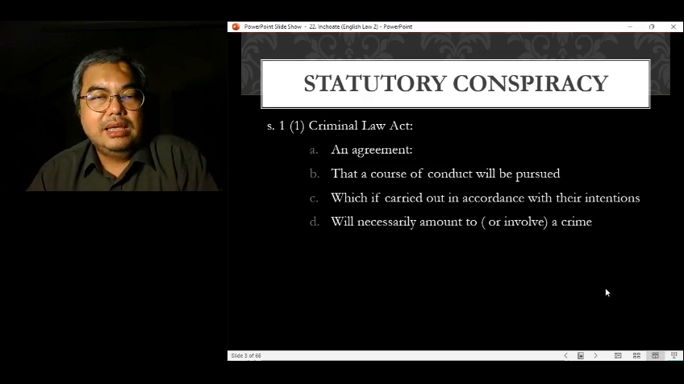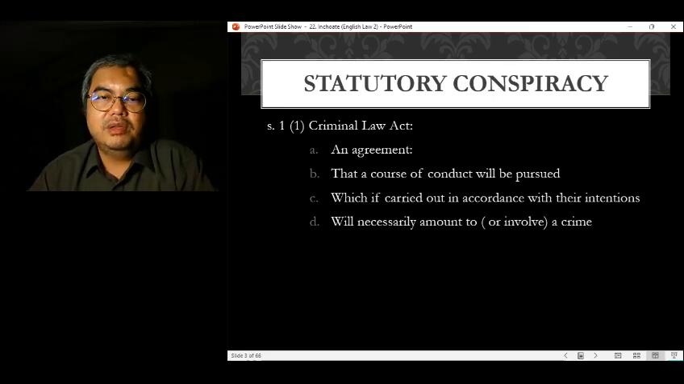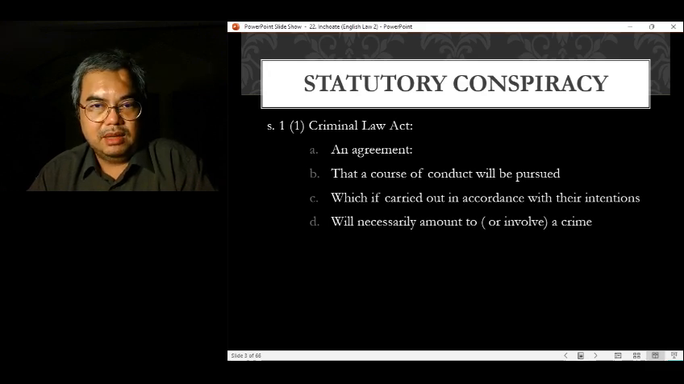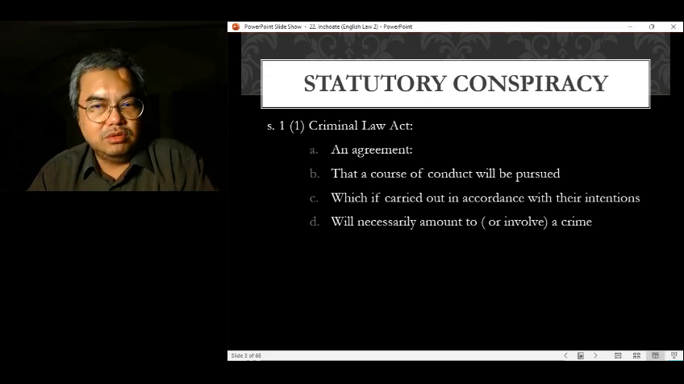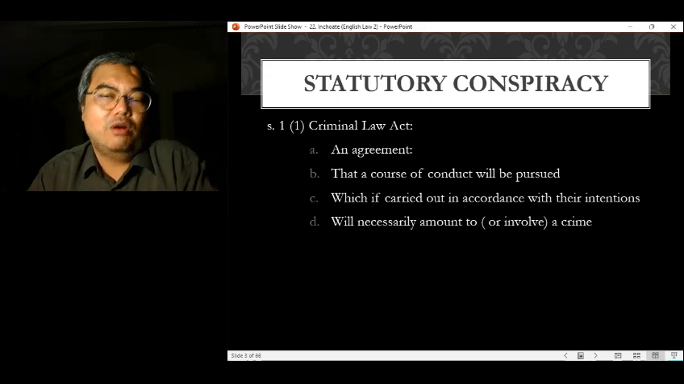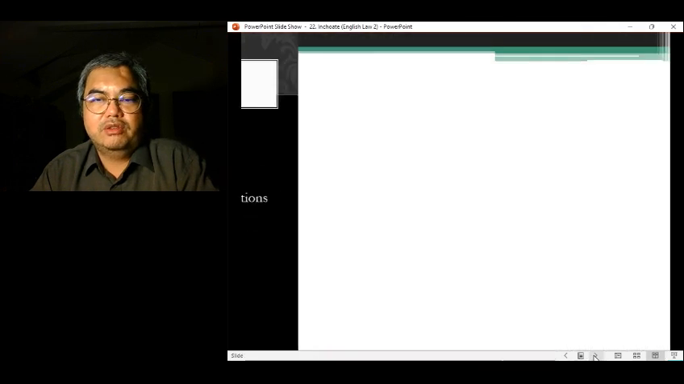So as alluded to earlier, statutory conspiracy is found under the Criminal Law Act, specifically Section 1(1). And according to the Criminal Law Act, Section 1(1), for there to be a statutory conspiracy, there must be an agreement. And the agreement is that a course of conduct will be pursued. And if this course of conduct is carried out in accordance with their intentions, it will amount to a crime, or it would necessarily involve a crime. So these are the elements for statutory conspiracy under Section 1(1) of the Criminal Law Act.